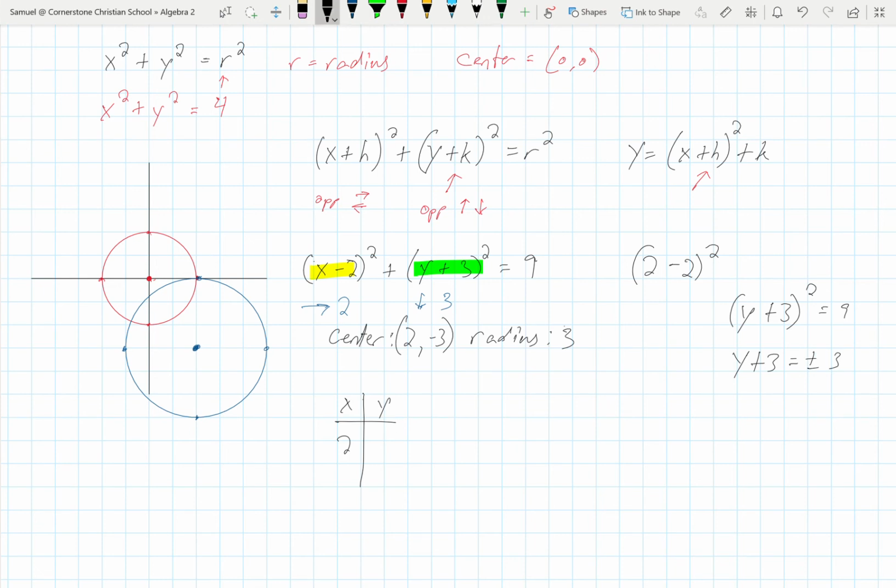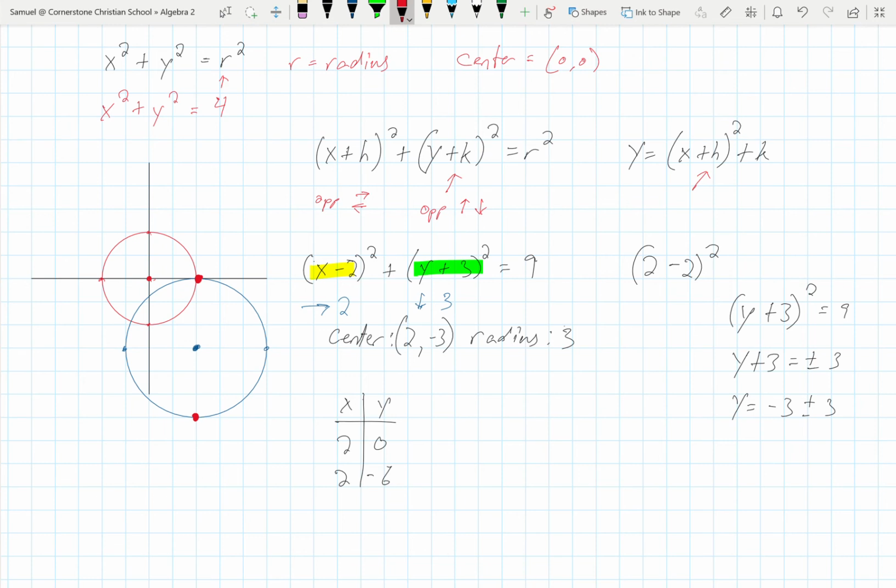So this is where I end up having 2 different answers. I would get y all by itself, so I'd have -3 plus or minus 3. So -3 plus 3, so 0 is one of my options. But also when I plug in 2 for x, I would get -3 minus 3 is -6. And yes, both of those points are on my graph. So yeah, they could help you figure it out. But again, since I knew the radius and the center, I already found those points a lot more simply.